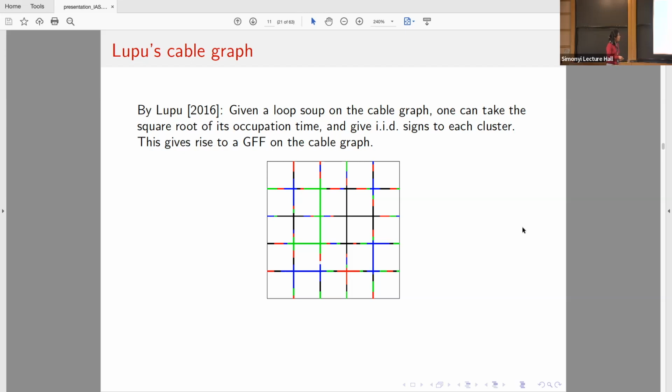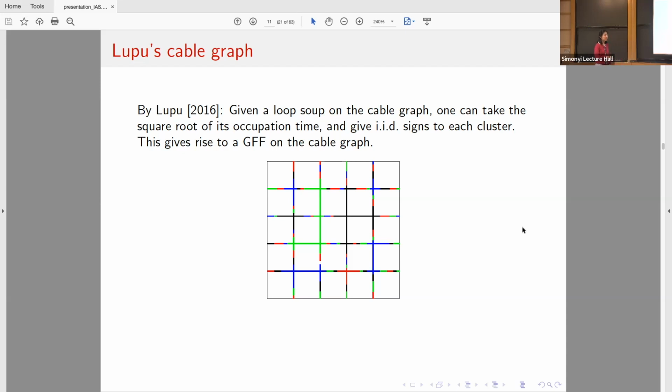Here I represent by different colors some possible configuration of a loop soup on this cable system, where one cluster I draw as one connected component with the same color. And once you have a Brownian loop soup and its occupation time field, you can first take the square root, and Lupu showed that you can then give i.i.d. plus or minus signs to each cluster, and in this way you recover a Gaussian free field on this cable graph.